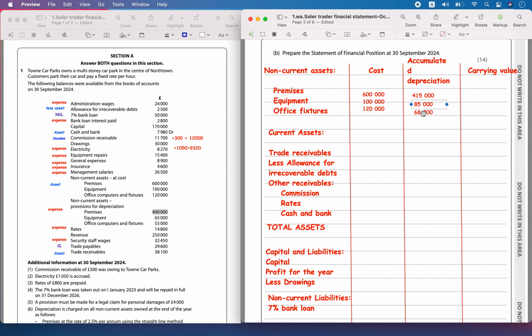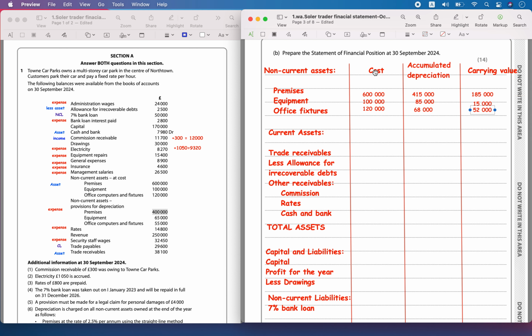Now let's calculate the carrying value, which is the difference between the cost and the accumulated depreciation. So this is 600,000 minus 415,000. The carrying value is going to be equal to 185,000. Next, 100,000 minus 85,000 is equal to 15,000. Then 120,000 minus 68,000 is equal to 52,000.